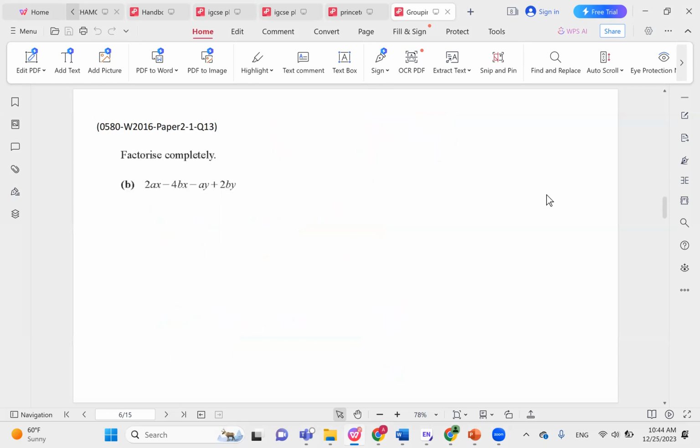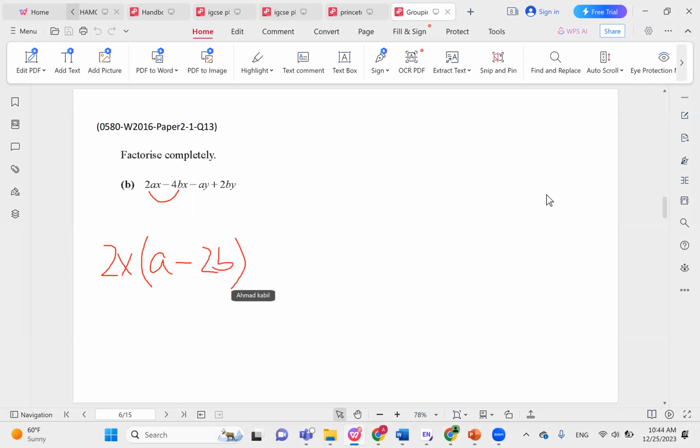In this question, we have 2ax minus 4bx minus ay plus 2by. So if we pair the first 2 together, we can take 2x as a common factor. And you're left with a minus 2b.